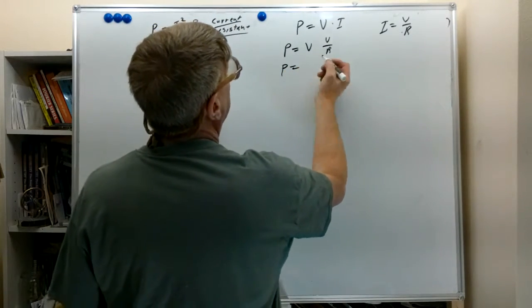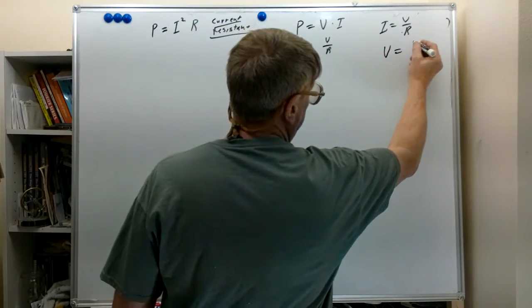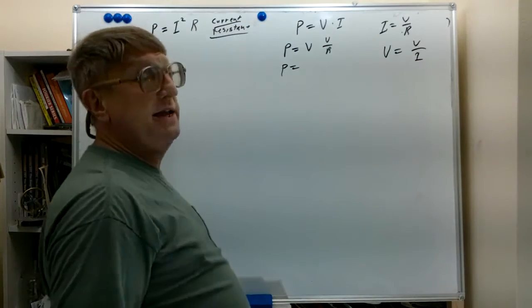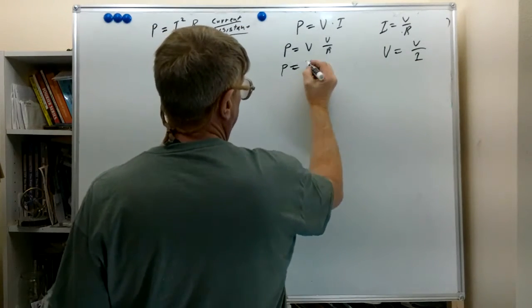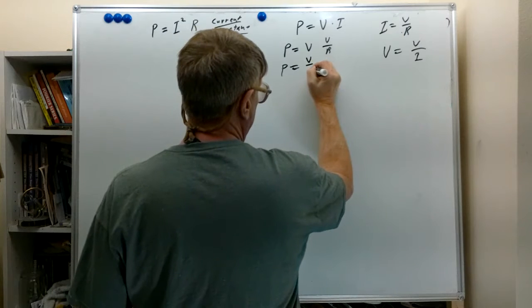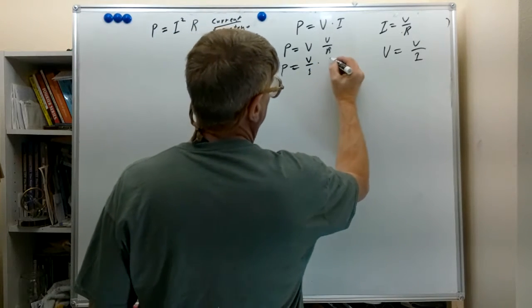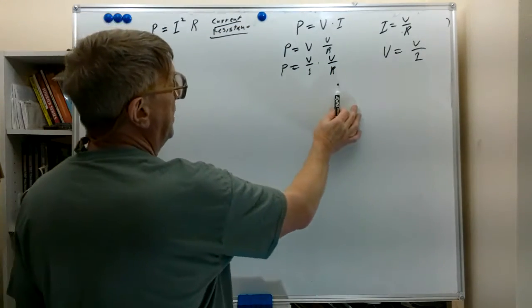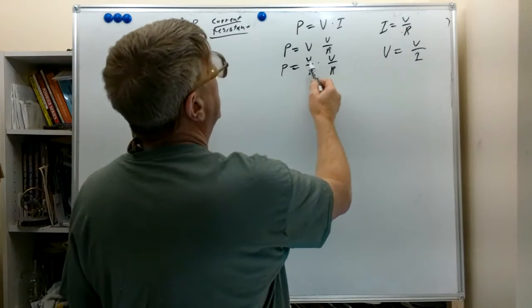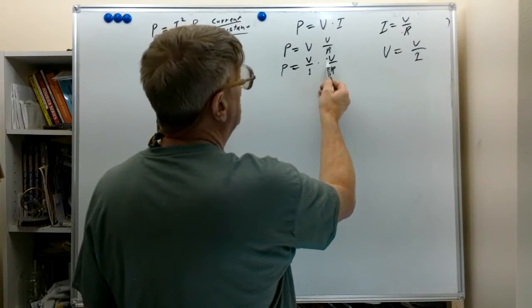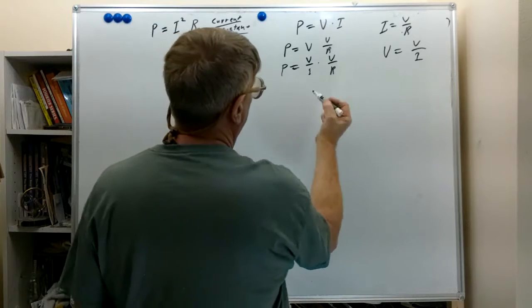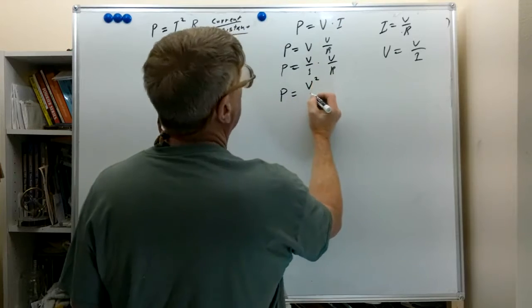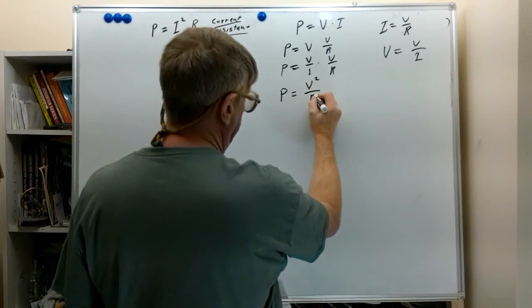Now anytime you have a variable, V is equal to V over 1. It doesn't change it. There's an implied denominator of 1, so we're going to rewrite it that way. V over 1 times V over R. Now here we have two fractions. We multiply fractions by multiplying everything in the top, which we call the numerator, times everything in the bottom, which we call the denominator. So we have power equals V times V, or we'll just write that as V squared, over 1 times R, which we'll just write as R.